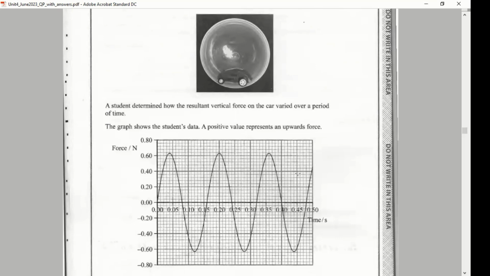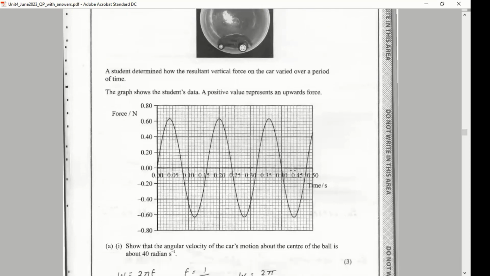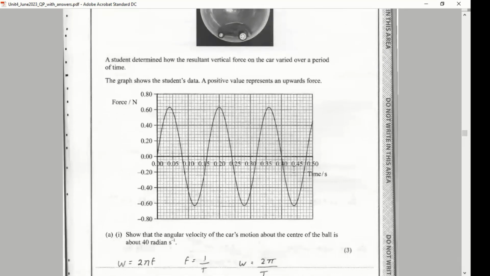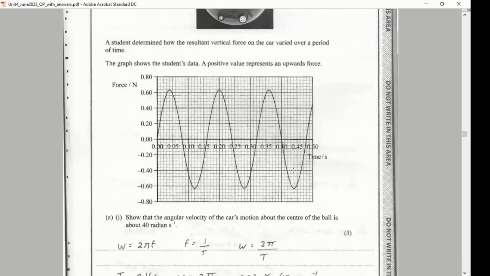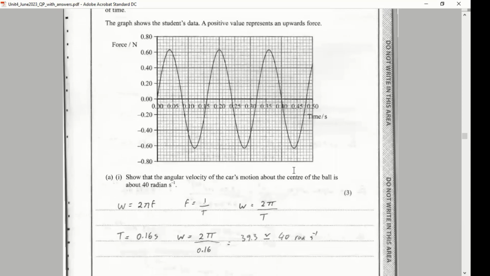The graph shows the student's data. A positive value represents an upwards force. Show that the angular velocity of the car's motion about the center of the ball is about 40 radians per second. Goodness, what a straightforward question for 3 marks.